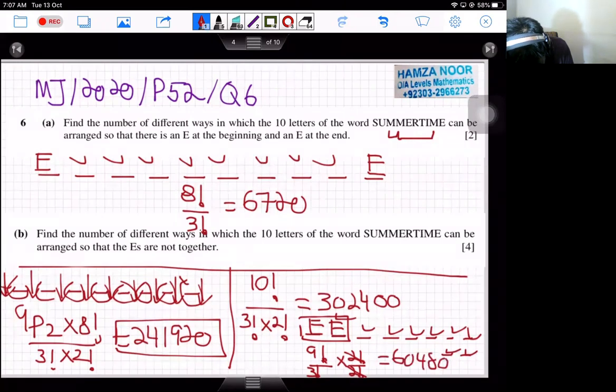60480 is the number of ways in which the e's can be together. I don't want these two e's next to each other, so what I'm going to do is subtract these 60480 ways from the total possible ways of arranging. So my final answer will be 302400 minus 60480, which is 241920. Again, 4 marks for this working as well.